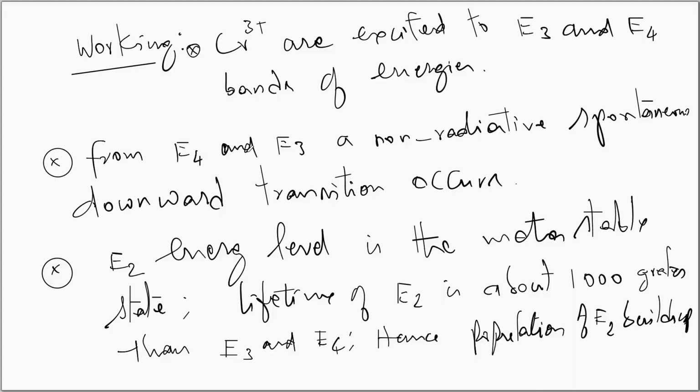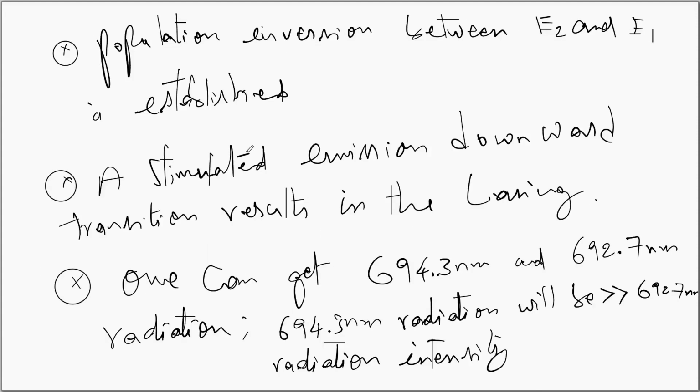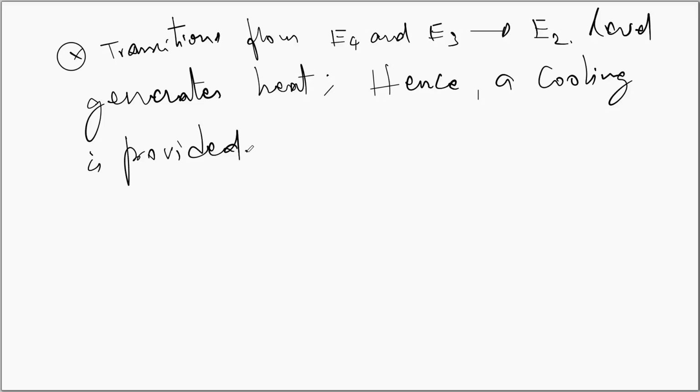We have seen the working of the ruby laser. We have seen how population inversion happens between E2 and E1 energy levels. We have said that 694.3 nanometer and 692.7 nanometer wavelengths can be obtained from a ruby laser. We also said that the transitions from E4 and E3 to the metastable state are non-radiative, hence they generate a lot of heat. To maintain the temperature of the ruby laser, a coolant is needed.